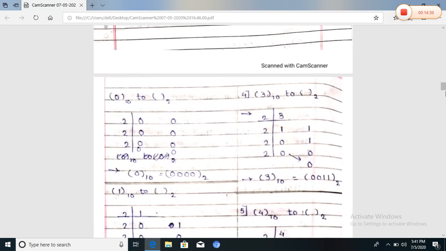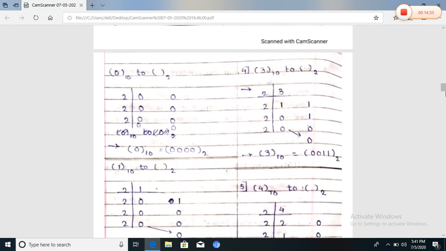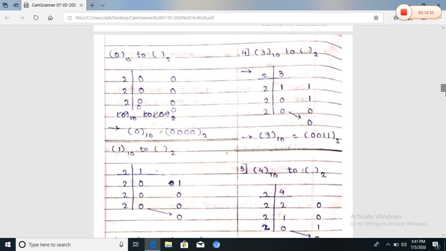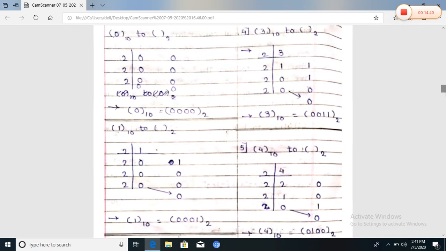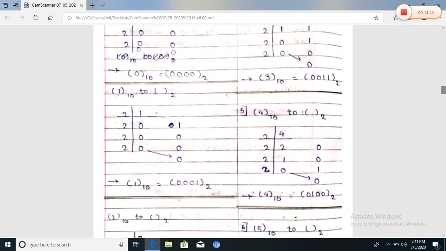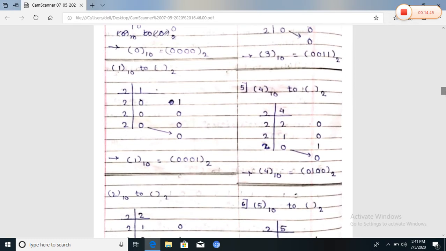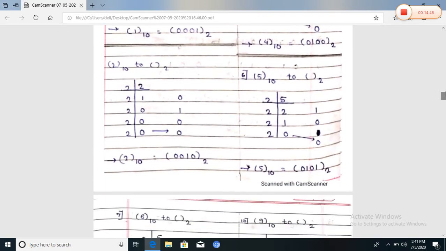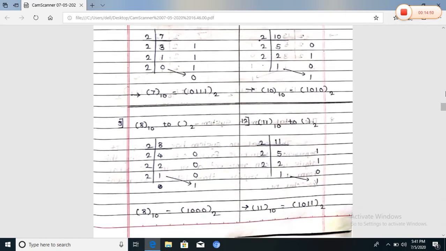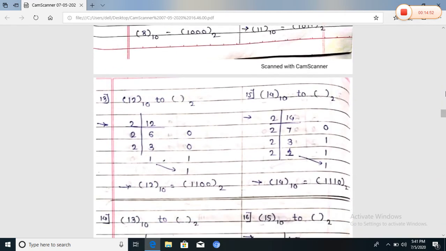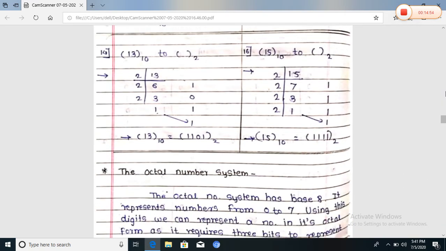And for homework, you have to do the numbers 0 to 15. This is the conversion, 0 to 15. The decimal base 10 numbers are converted into binary. You have to practice all these conversions. The numbers 0 to 15 we have to convert into binary, decimal to binary. This is the practice.